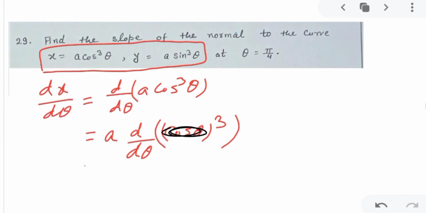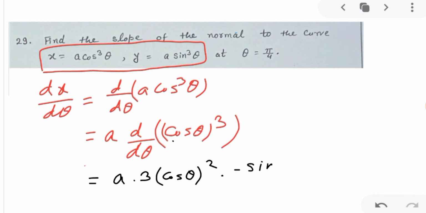In the chain rule, treat this as x. So x to the power cube, its derivative will be 3x square. But it is not x, it is cos theta. So instead of x, I will write cos theta, so 3 cos square theta. And then the derivative of cos theta, which will be minus sin theta.